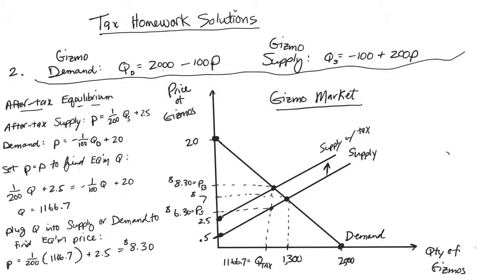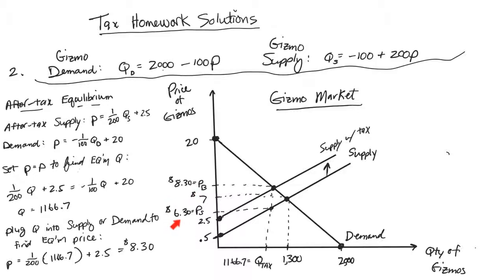To find the equilibrium price, we just take the Q that we found and plug it back into either the after-tax supply curve or the after-tax demand curve. I chose to plug it into the after-tax supply curve. When we do that, we get 8.3, which really is $8.30 because that 8.3 refers to the variable on the y-axis. That's the price. So in other words, what we found is the price where the new supply curve intersects with the demand curve. That is the price that buyers pay. So $8.30 is the PB.